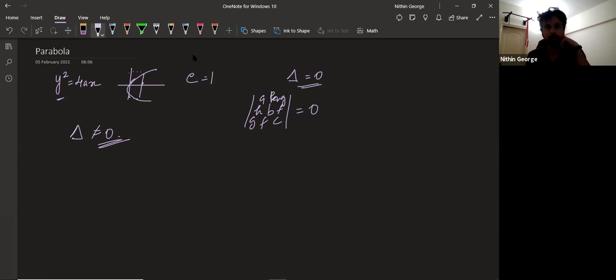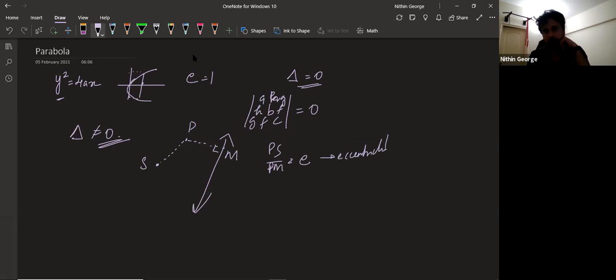So for conics, there is one common property. You have a fixed point, S, and a fixed line. Your point moves in such a way that the ratio of the distance from the fixed point to the distance from the fixed line, which is the perpendicular distance, PS by PM, will be a constant, and we call that E, which is the eccentricity of the conic.